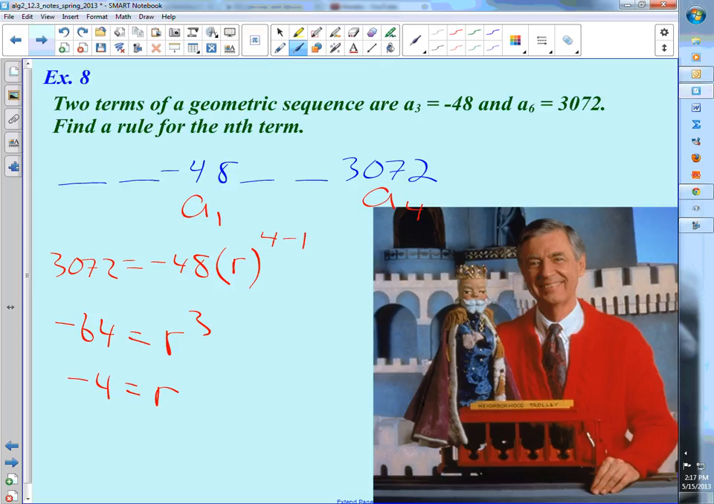Now we don't know what a sub 1 is still. If this is negative 48 and r is negative 4, we would multiply to get to the next term. What do we do to get to the previous term? Divide by negative 4. And what would we get? 12. And what would be in the first spot? Negative 3. Is everyone following how I got the negative 3?